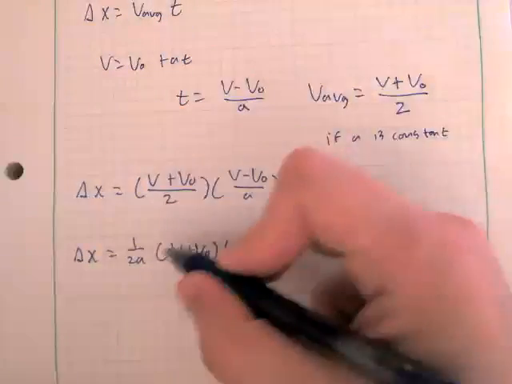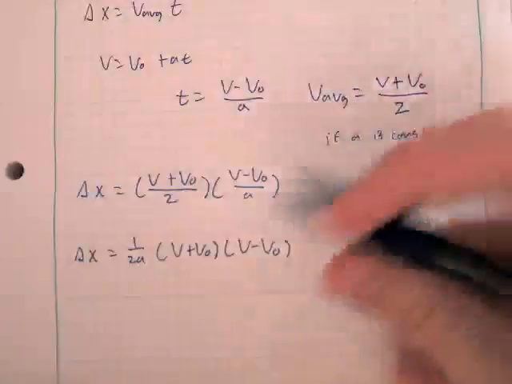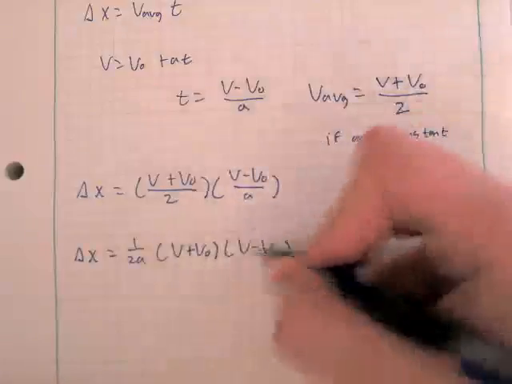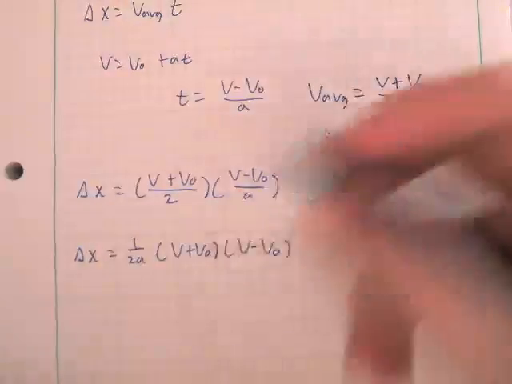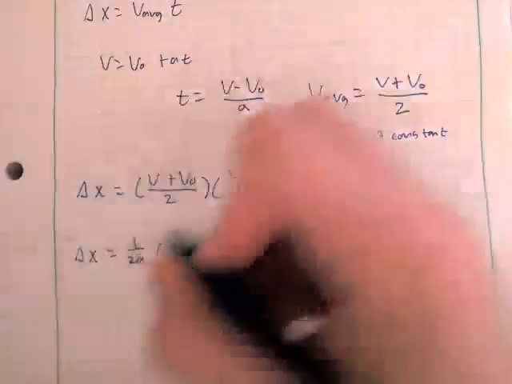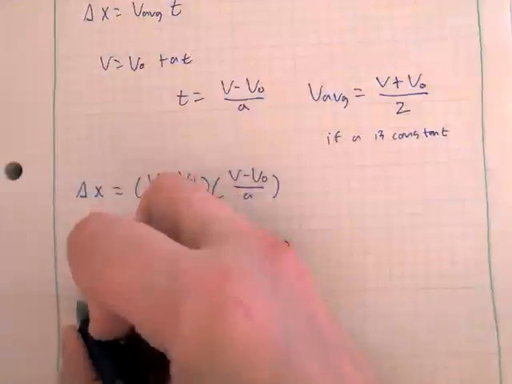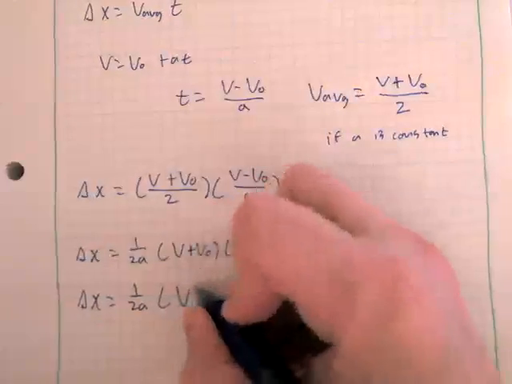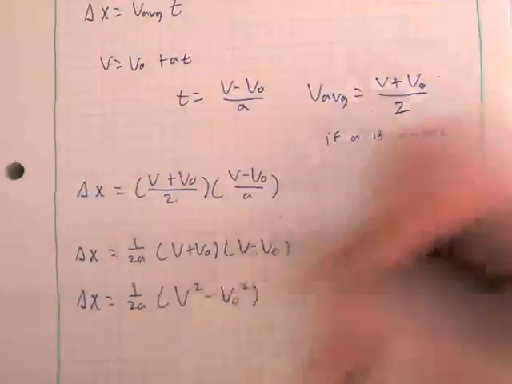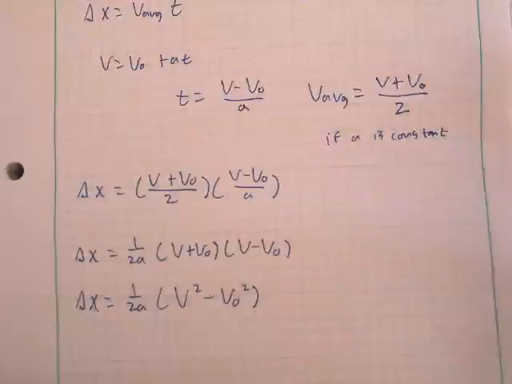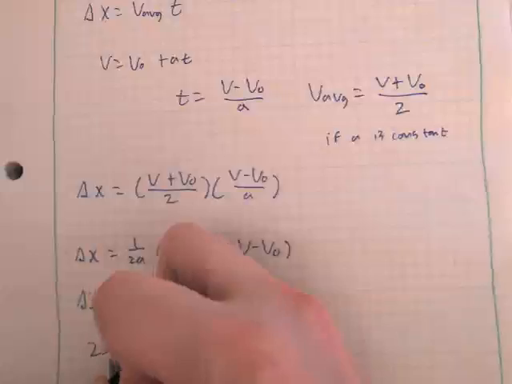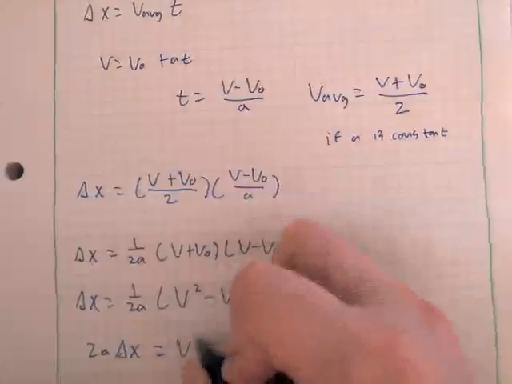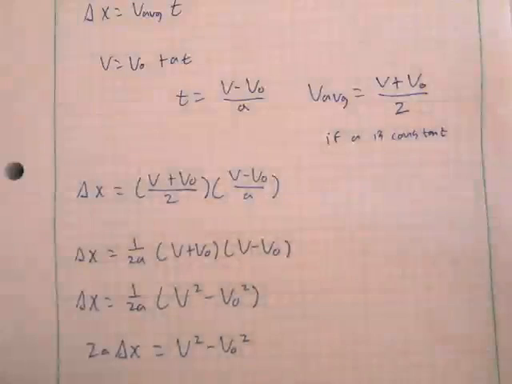And now what I have is this ugly expression here, but we can actually simplify this very easily. We can do our FOIL method. We can multiply this through. But what you'll see is that you do have this v plus v naught and v minus v naught, right? This ends up being the result of a difference of squares. In this case, the squares that you're dealing with are, of course, going to be v and v naught. So it'll look like this. Delta x equals 1 over 2a times v squared minus v naught squared. So from here, I'll multiply both sides by 2a. So I have 2a delta x is equal to v squared minus v naught squared, and this looks much more manageable.